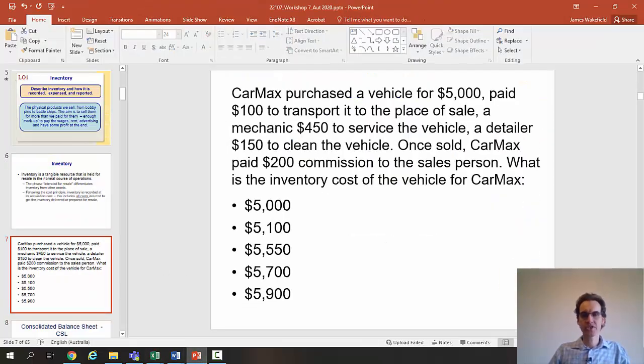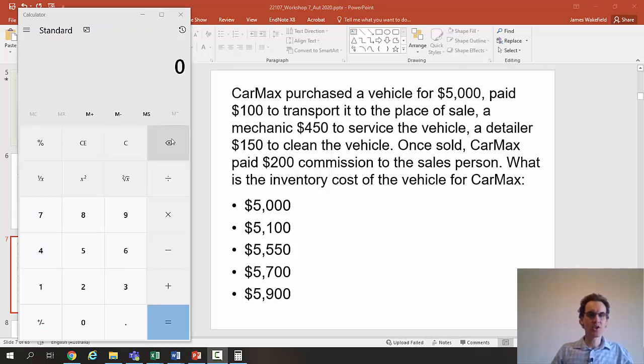So let me ask you a question now. CarMax purchased a vehicle for $5,000, paid $100 to transport it to the place of sale, a mechanic $450 to service the vehicle, and a detailer $150 to clean the vehicle. Once sold, CarMax paid $200 commission to a salesperson. What is the inventory cost of the vehicle for CarMax? Please indicate which answer you believe is correct.